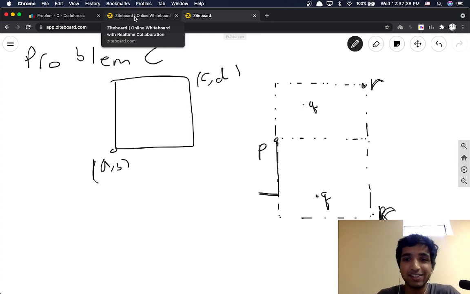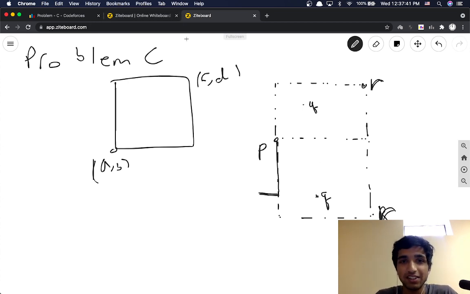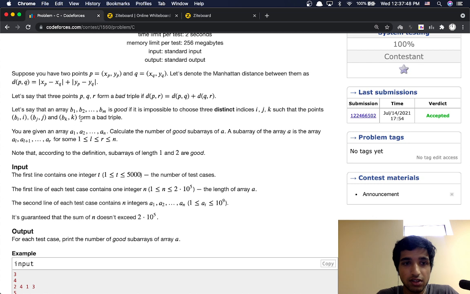Sorry, that was probably a really bad explanation, but you can look at the editorial if you want a better explanation. So then we have an array is good if it's impossible to choose three distinct indices, I, J, and K, that form a bad triple. So if we consider these in this order, where I, J, and K are in order, if BI, BJ, and BK are either all increasing or all decreasing, then it's a bad triple. Because we already know I, J, and K are in order, if we just choose three of them.